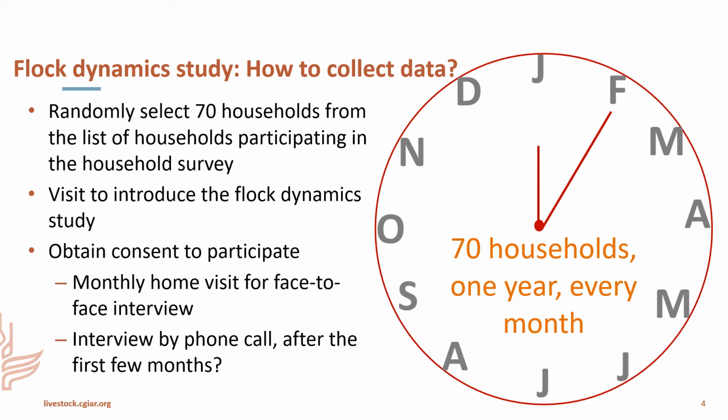The data will be collected every month for 12 months through a household visit, although once you have visited a few times, it might be possible to collect data over the phone. This might also be necessary if the flock migrates to another area during the course of the year. So make sure that you get the phone contact information for the household before they travel and check whether there's likely to be any network problems.